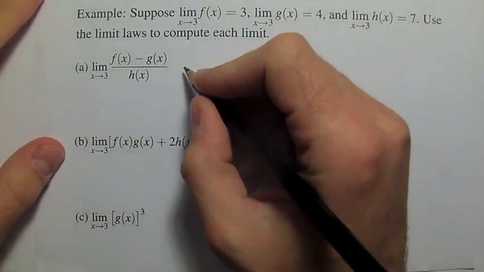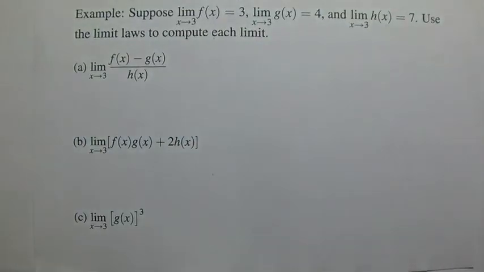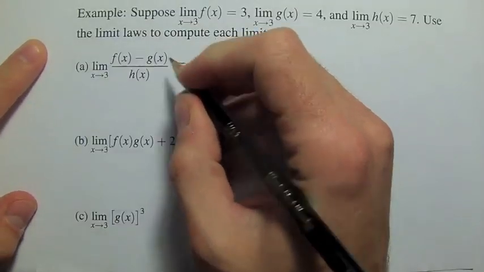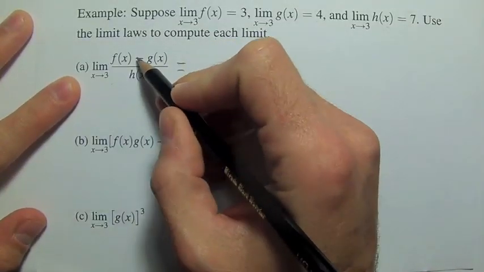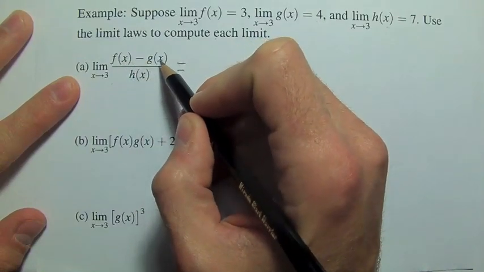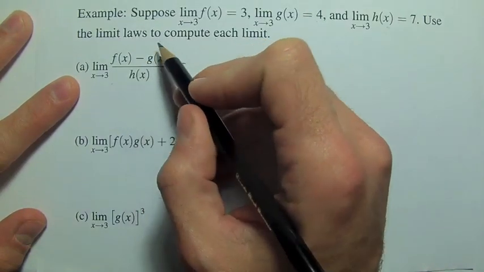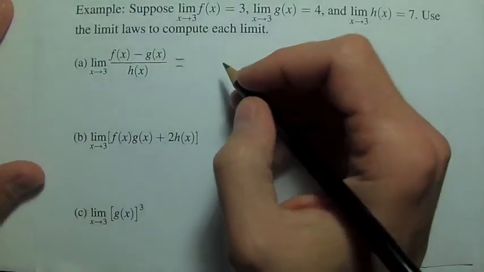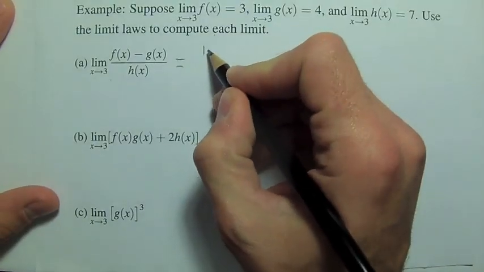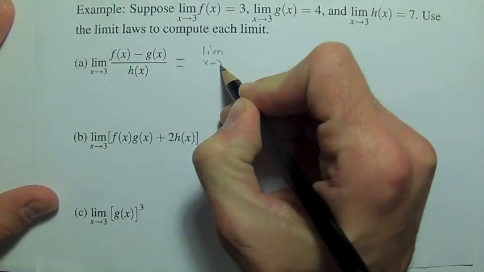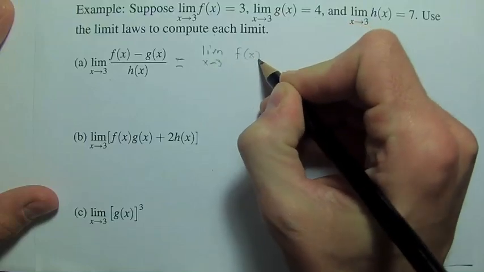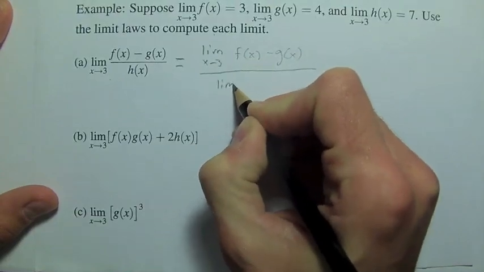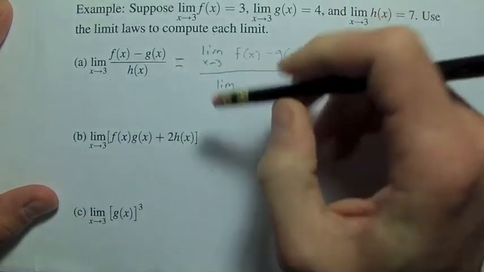So, for example, what I have here is the limit as x goes to 3 of f of x minus g of x over h of x. So what we really have is a quotient. And we have a fraction of stuff there, top and the bottom. So we have that limit law that says that this will be the limit as x goes to 3 of the top, all over the limit as x goes to 3.